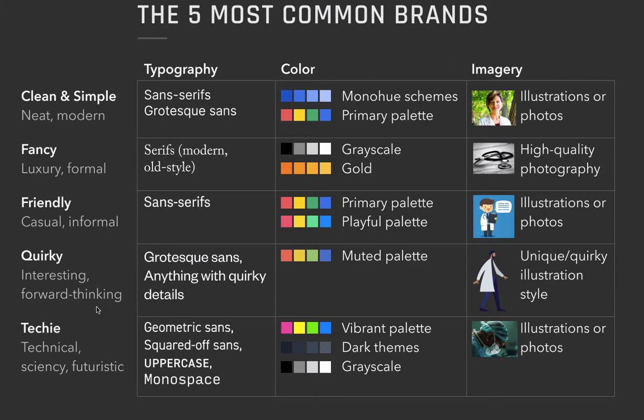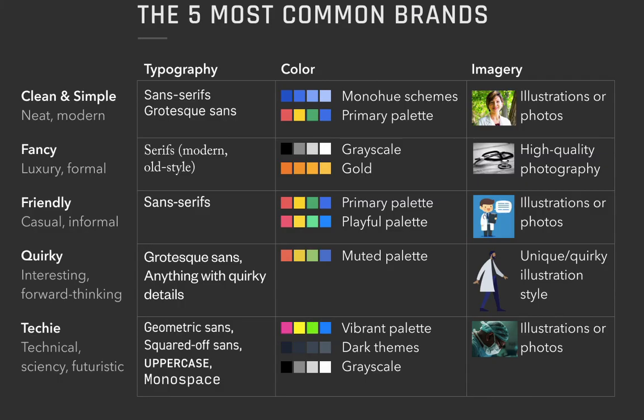And then the final one is, I'm just calling it techie. Anything that's technical or scientific or futuristic. We talked about squared off sans serifs being kind of geeky. That would fit very much in this vibe. Talked about monospace. You'd also see plenty of uppercase and so on. This also has different connotations for what you'd see in the color and the imagery.